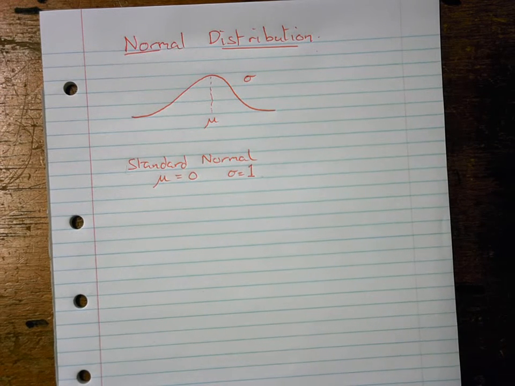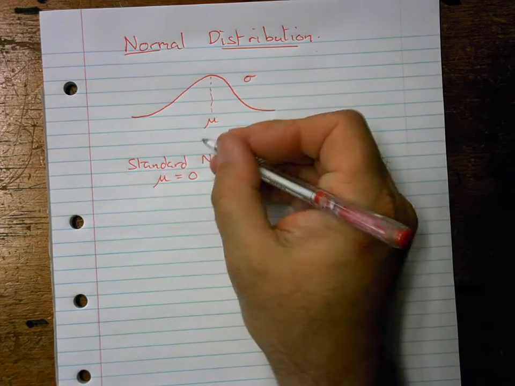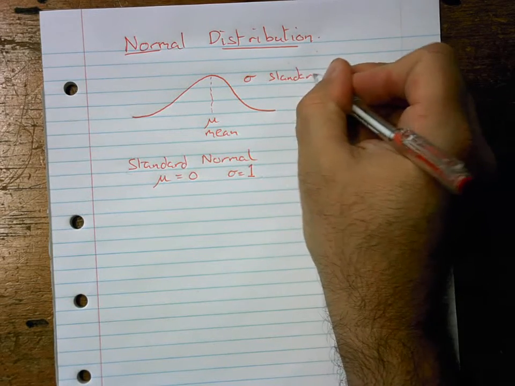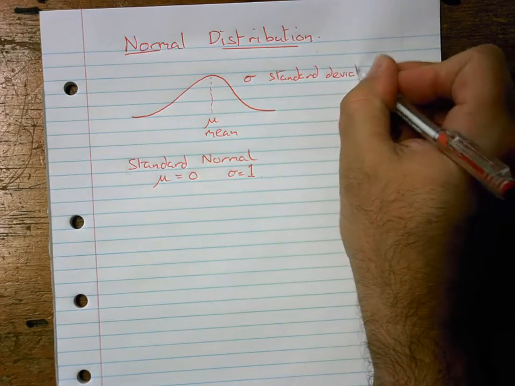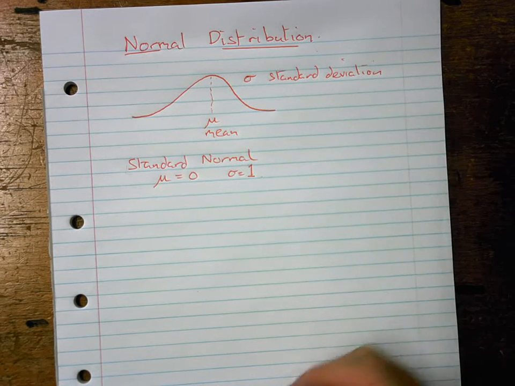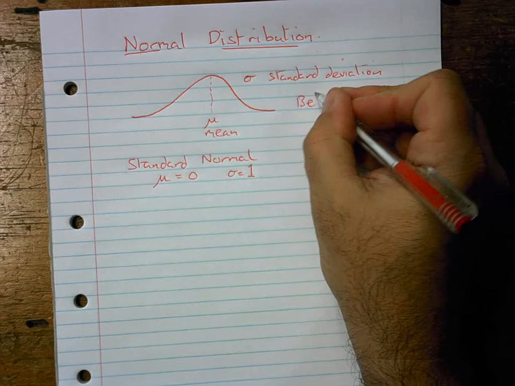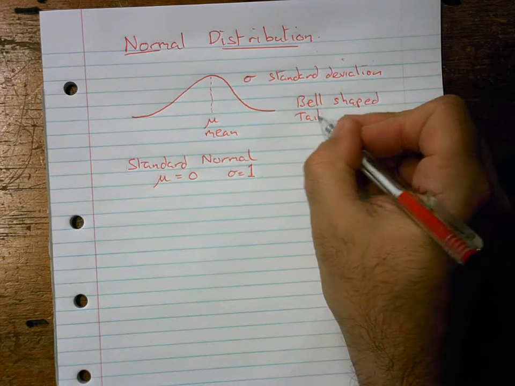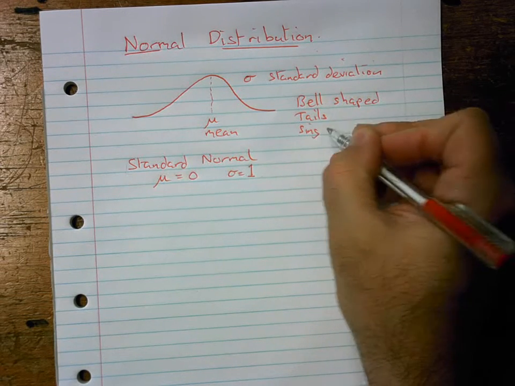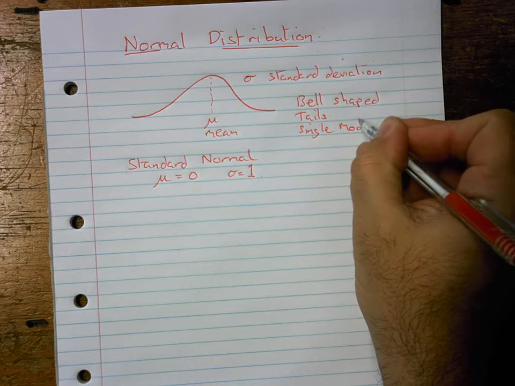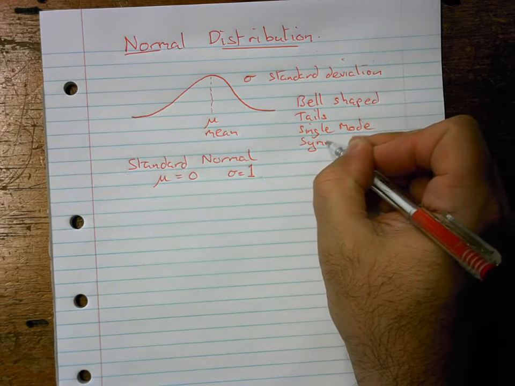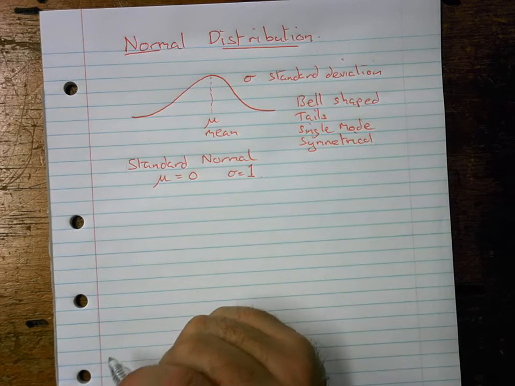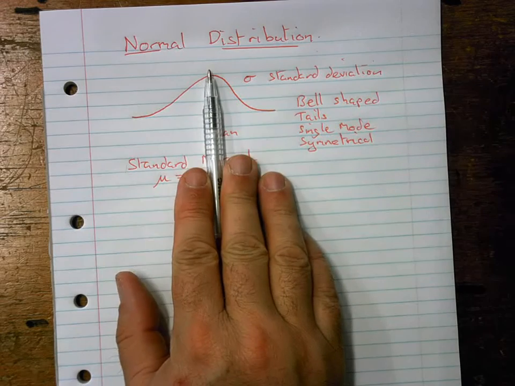Okay, so this is a normal distribution. It has a mean and a standard deviation. Now, a couple of other things we've already established. It's bell-shaped. It has tails. It has a single mode, and it's symmetrical. So it has tails going out top and bottom. It's symmetrical about the mean, so the mean is smack bang in the middle.